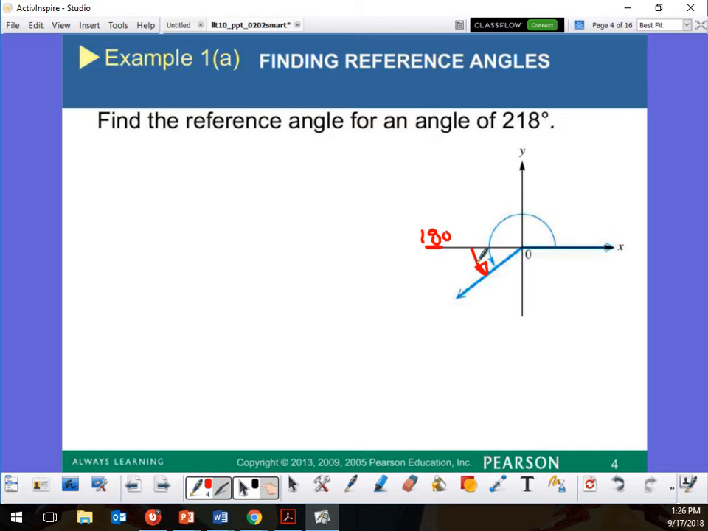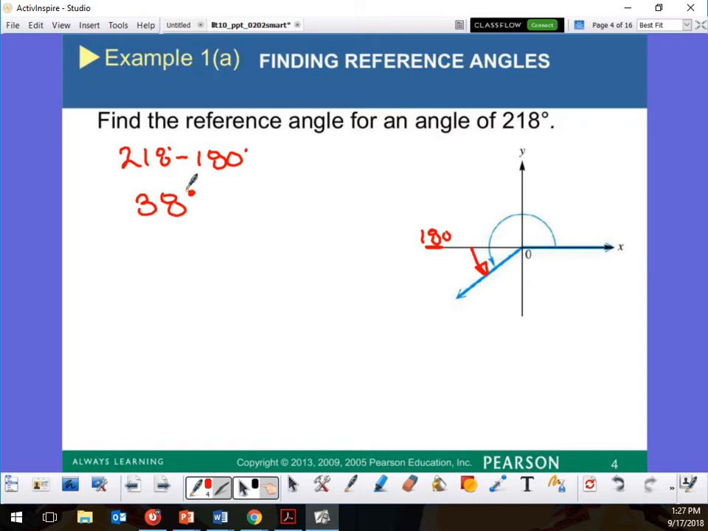Subtract 218 from 180. You're really close, but you had it backwards. It should be 218 minus 180. Yes, that's what you meant, but I want to make sure you're saying it in the right order. So 218 minus 180 gives me my reference angle: 38 degrees. So that's my reference angle here.